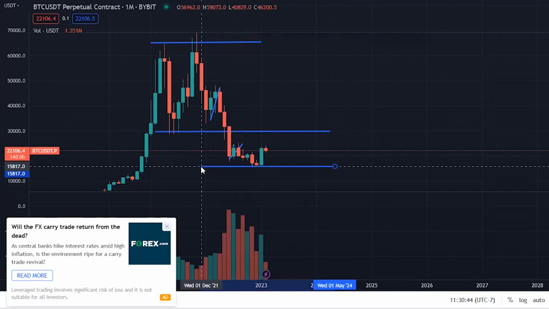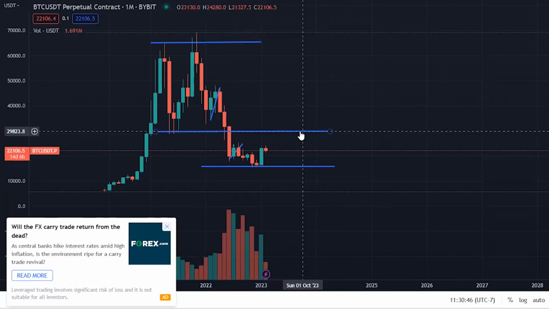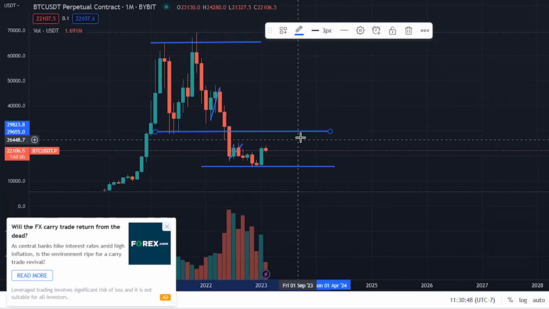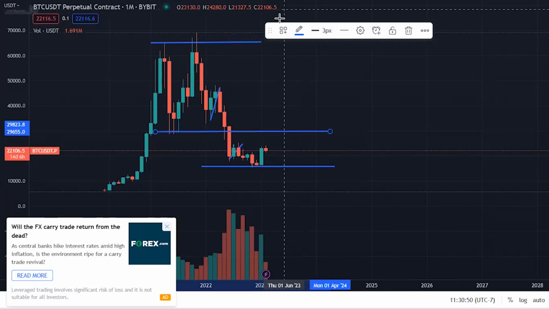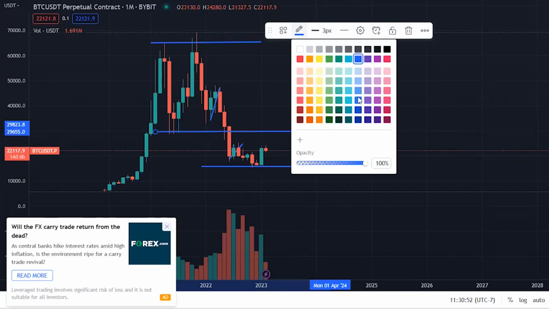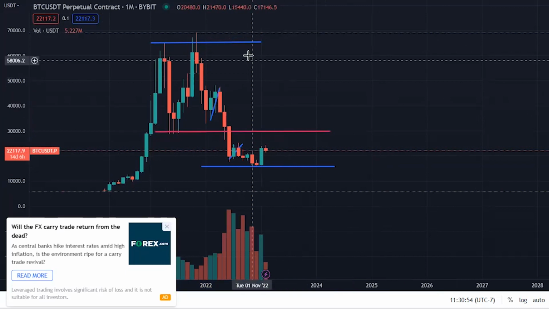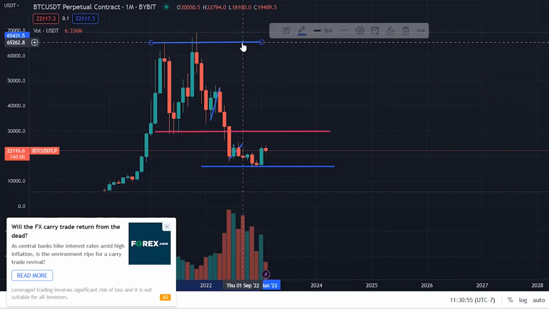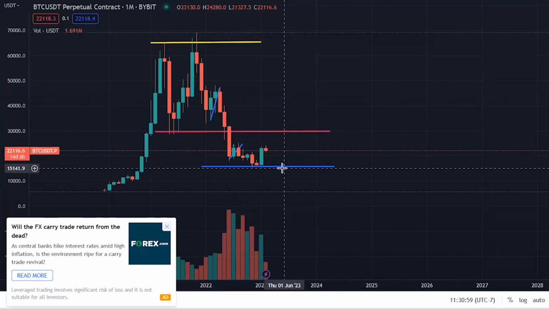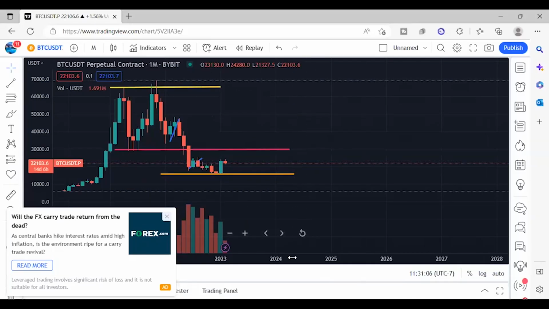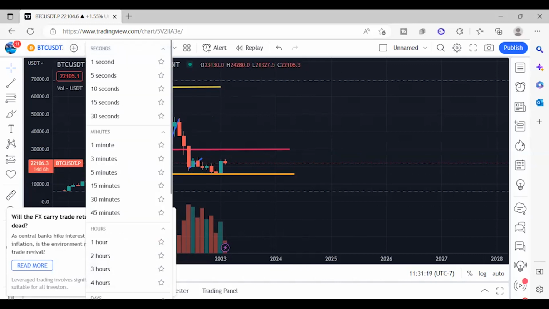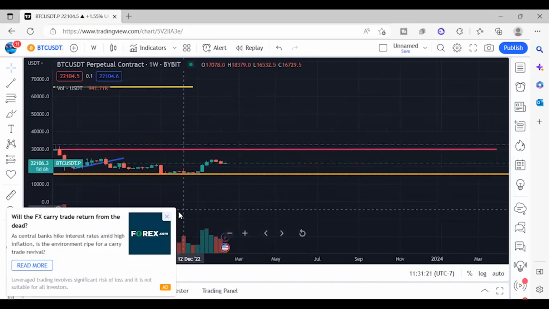So we draw our line, and you can also change the colors of this line. When you click on it, there'll be a pop-up with a pencil. You can just change the color to whatever color that you want. That might help you. So once we have identified the support and resistance on the monthly time frame, the next thing we want to do is to go to the weekly time frame. Okay, let's go to the weekly time frame.